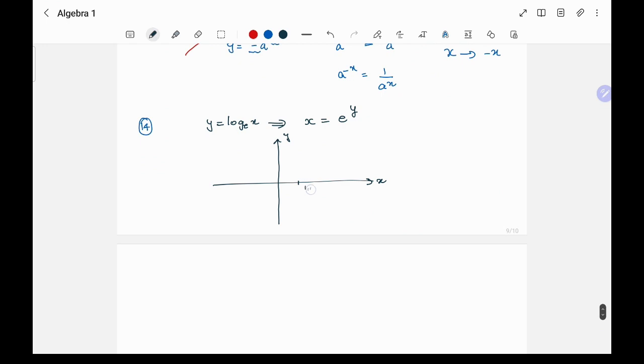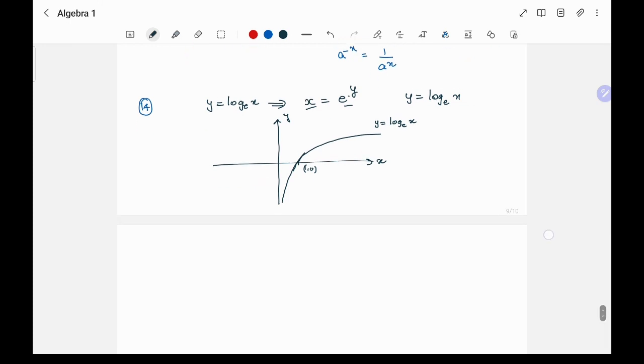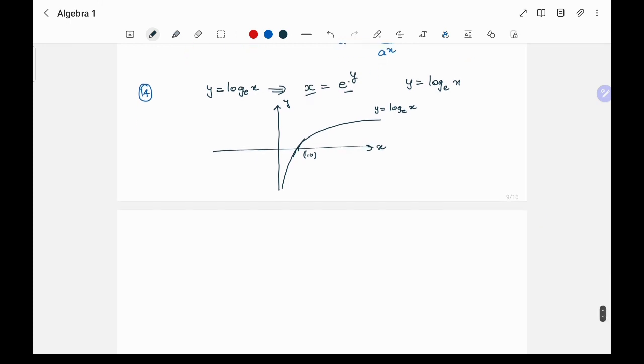So this is 1 comma 0. We'll get something like this, right? This is y equal to log e x. So logarithm by nature is defined like this. If x is equal to e power y, then y is equal to log e x. This is the base. So we'll discuss more about logarithm in the next lecture. For now, stick with me on this.